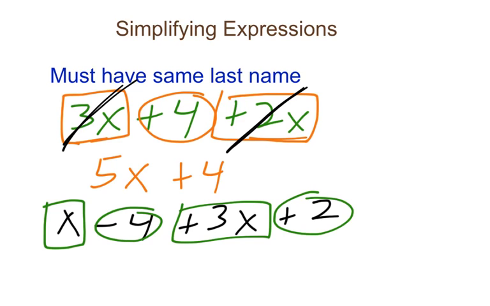So I'm going to combine these guys first. The x and the 3x, that's really a 1x. So 1x plus 3x gives me 4x. Now I can mark those off. Negative 4 plus 2 gives me negative 2. So I can mark those off.